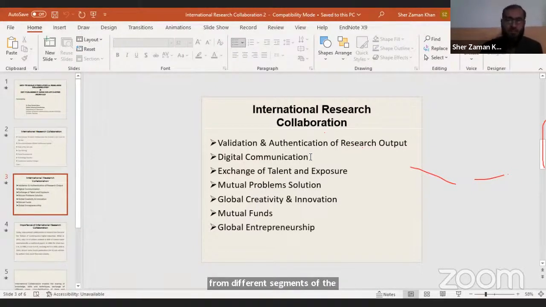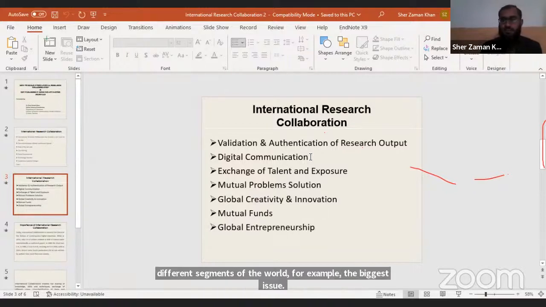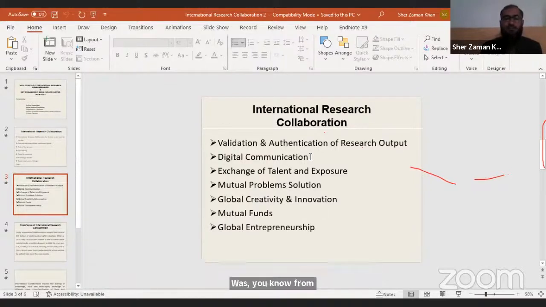For example, the biggest issue arose from China, and later on it prevailed around the globe. But by having international research collaboration, the researchers have coped with this global problem, and alhamdulillah, now they have almost eliminated this problem from its root.